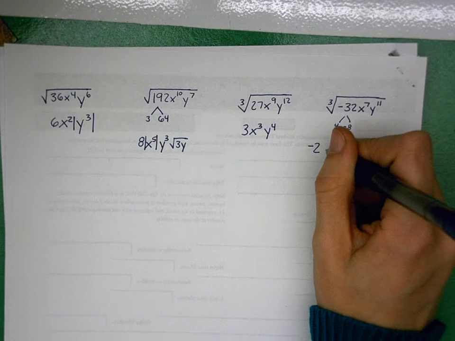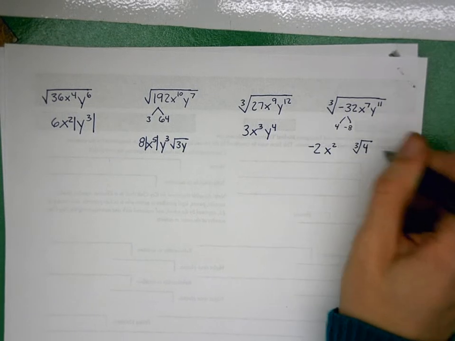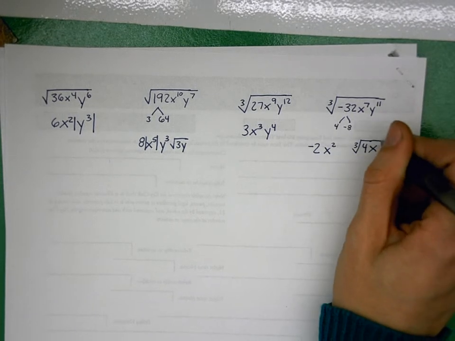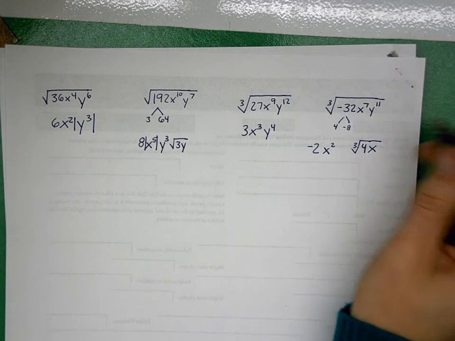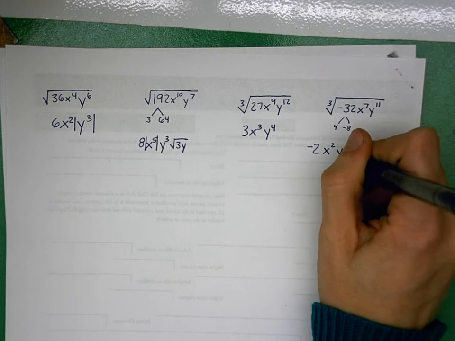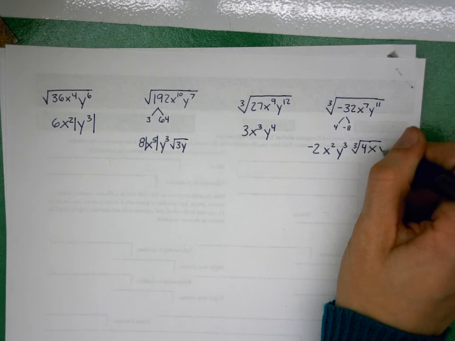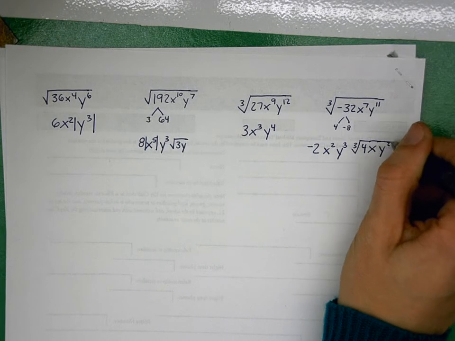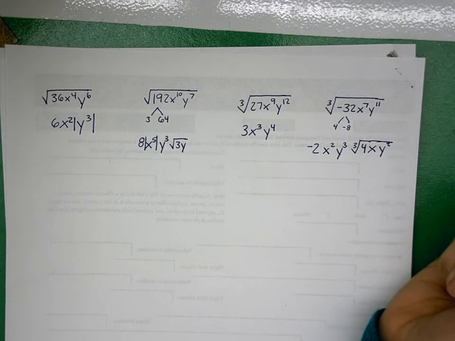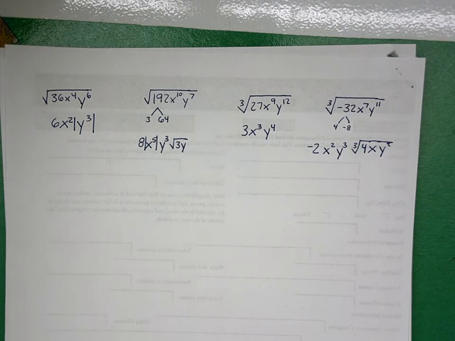X to the 7th, we would have x squared coming out with an x left over inside. And y to the 11th, we'd have y cubed coming out with a y squared left over inside. Okay, and so that is simplifying radicals.